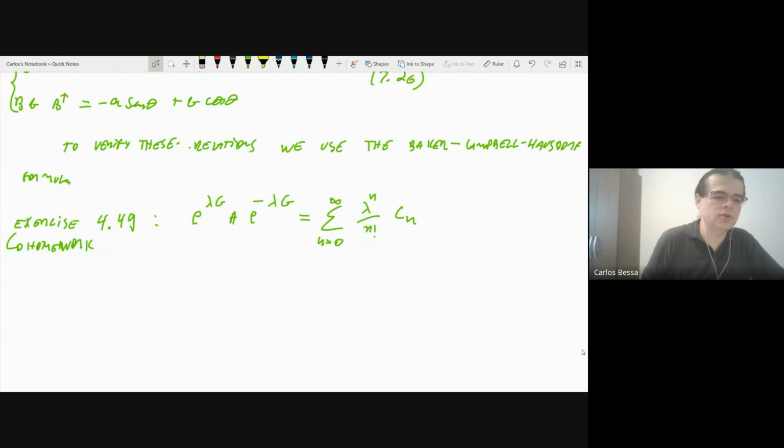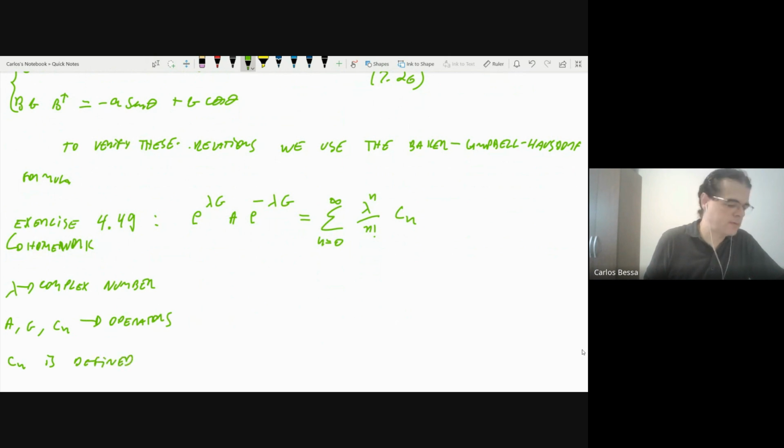So just to define things, lambda would be a complex number, and A, G, and C_n are operators. And C_n is defined recursively.